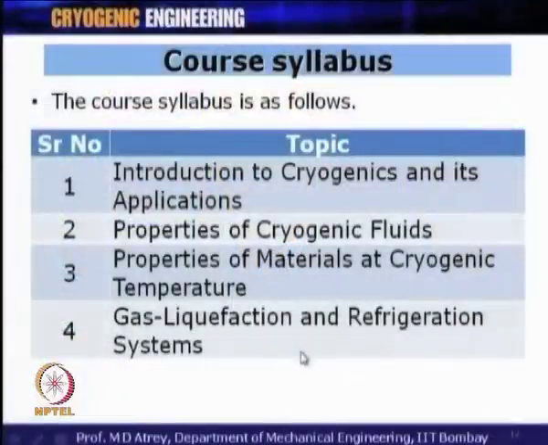If I want an object cooled down to 77 Kelvin, 80 Kelvin, 50 Kelvin, 40 Kelvin, 4.2 Kelvin or 2 Kelvin, accordingly I will have to design the refrigeration system. For example, for a superconducting magnet, I need a refrigeration system or a cooling system. So, this topic number 4 is a very important and a very broad topic. I may take around 6 to 7 lectures to cover gas liquefaction and refrigeration systems at lower temperatures. Having done this, for industrial gas utilization, what is most important is gas separation.